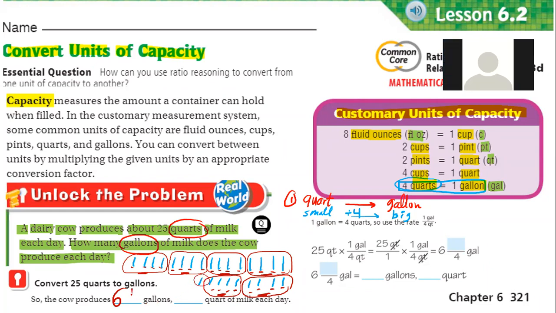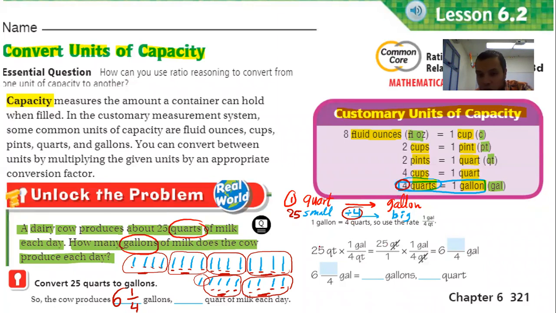So 1 over 4. This is 1 over 4 gallons, right? 1/4 gallon. So I need to divide by what right now? 25 divided by what? Divide by 4. The conversion number here is 4. So your book wrote 25 quarts here divided by 4 equals 6 and 1/4 gallon.